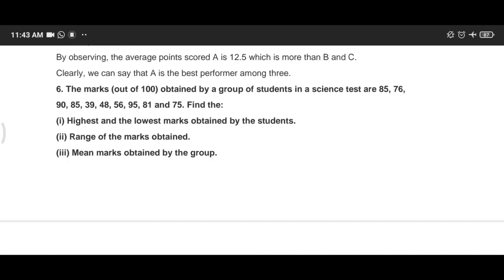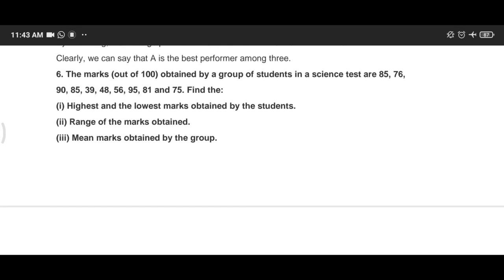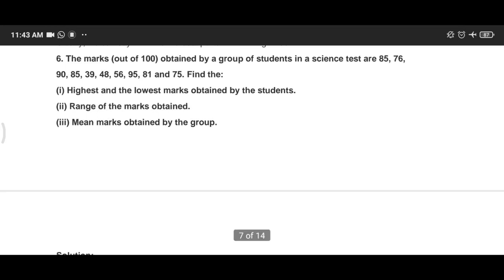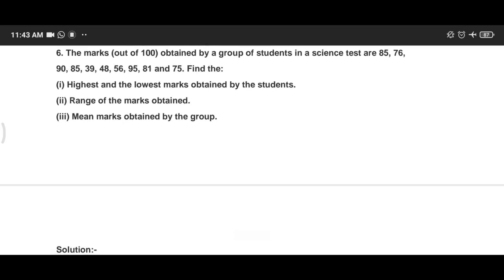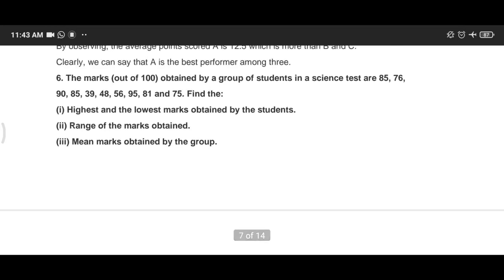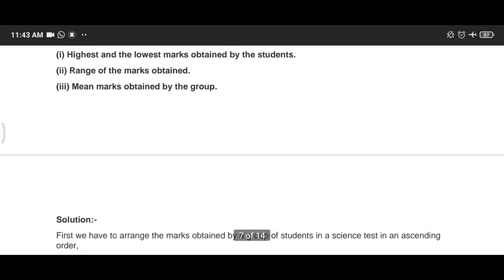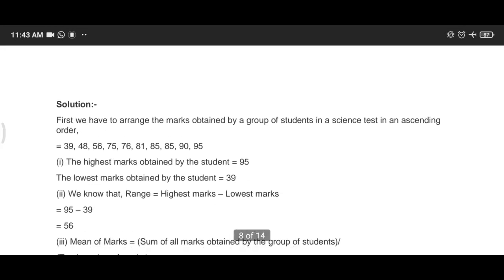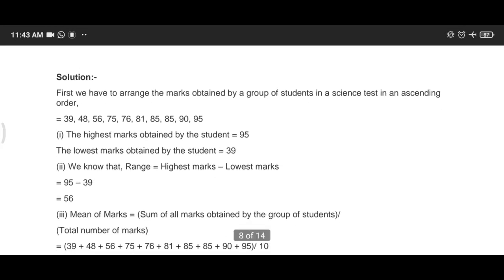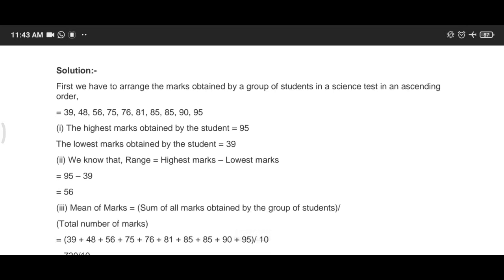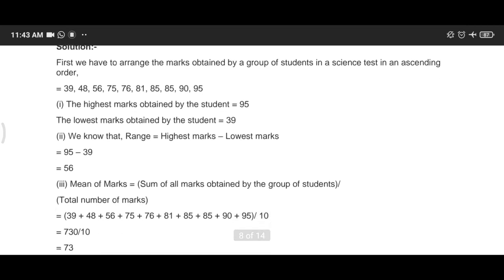Now this is question number 6. The marks obtained out of 100 by a group of students in a science test are 85, 76, 90, 85, 39, 45, 56, 95, 81 and 75. Here we have to write the highest and lowest marks. So you can see the highest mark is 95 and the lowest mark is 39. For finding the range, in the second part, we will subtract the lowest marks from the highest marks, then we will get 56.